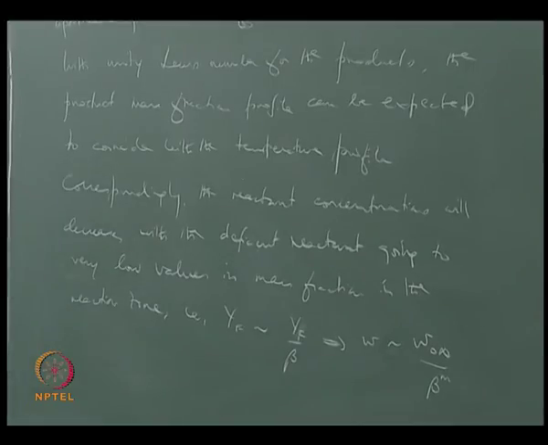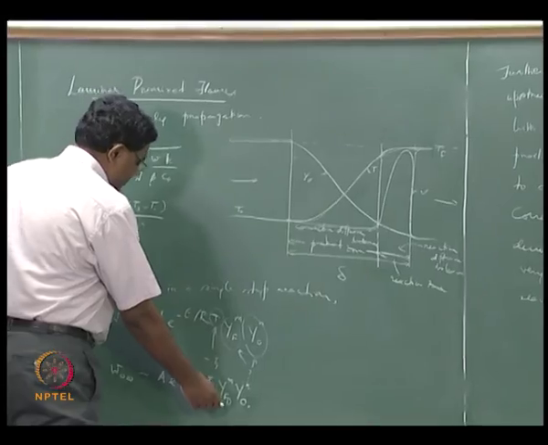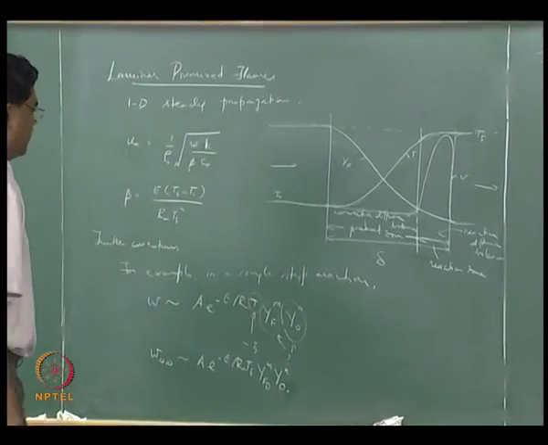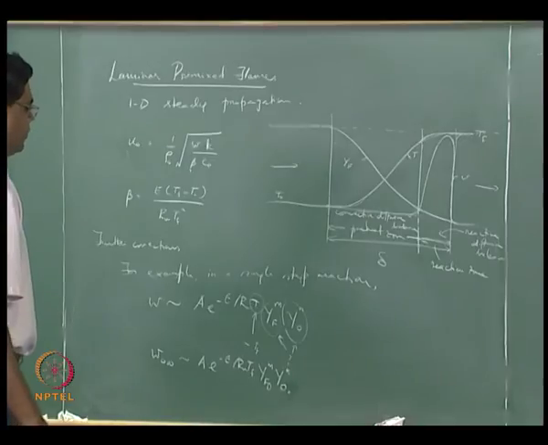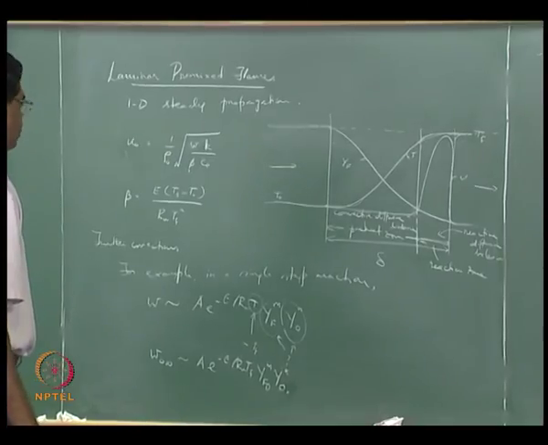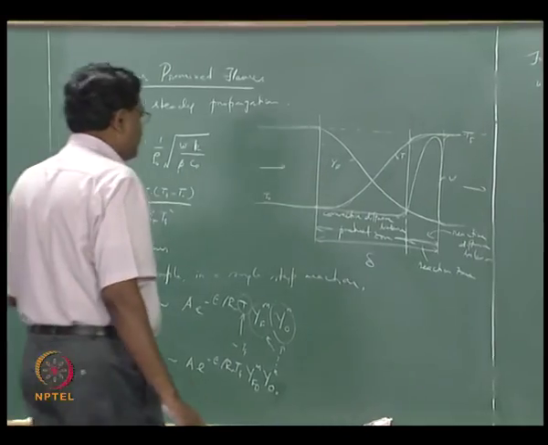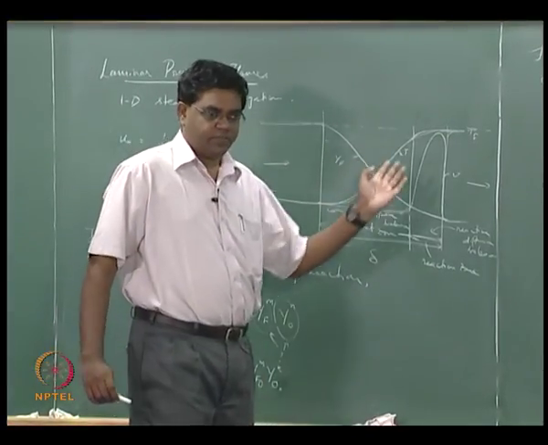So you would now say YF is YF naught divided by beta, so beta power m should show up for your denominator with W naught infinity in the numerator to give you a W. So the question then is what happens to the excess species?